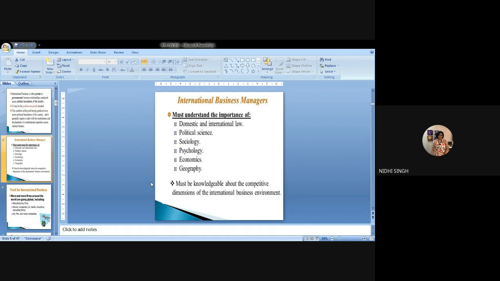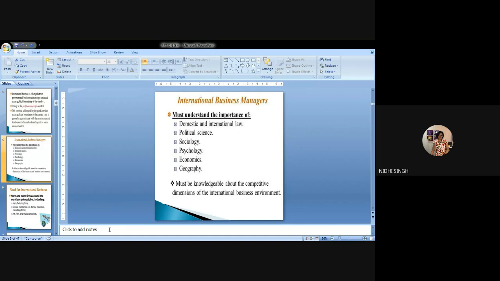Anyone? Why are we talking about political science, sociology, psychology, economics and geography? Why should international business managers understand the importance of all these things? Any idea? Because they have to deal with different people who have different backgrounds, like geographical background. Psychology is also different. If we compare UK people and Indian people, they're different. So we need to focus on all these aspects.